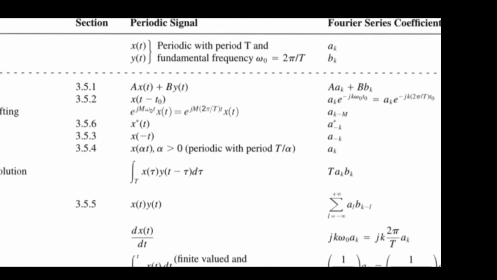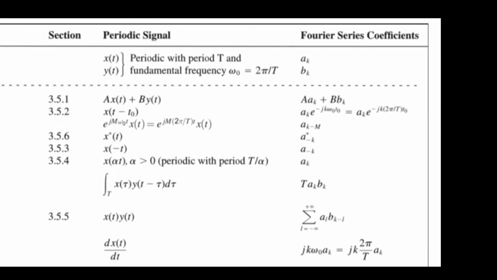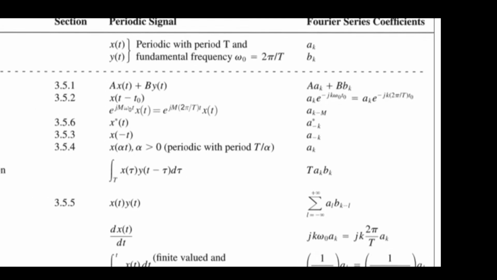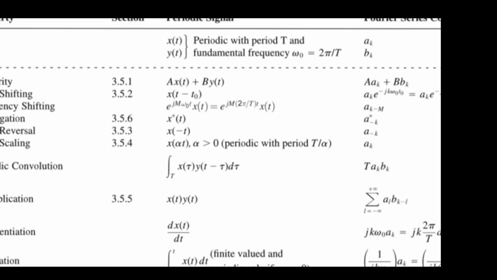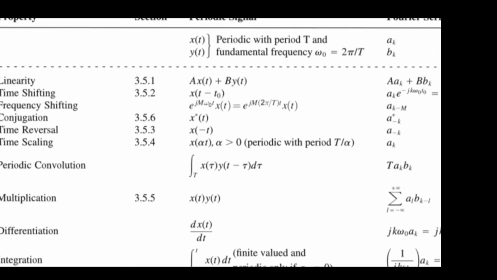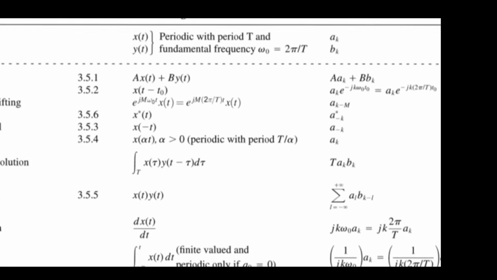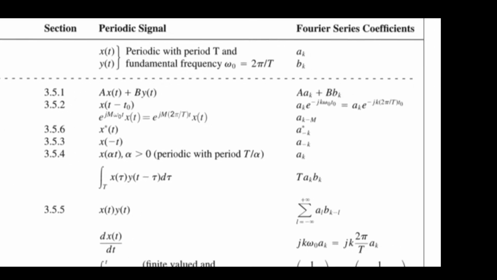And similarly, we have the reverse. I think we didn't actually derive this, but you can derive it pretty easily. If you shift your k to k minus m, then you will get a similar complex exponential on your x of t. Not quite a frequency shift, but you get the extra e to the jm omega naught t on your signal. And there's conjugation, which we spent quite a bit of time talking about. If you change your x of t to x star of t, then your a_k will become a star of minus k.